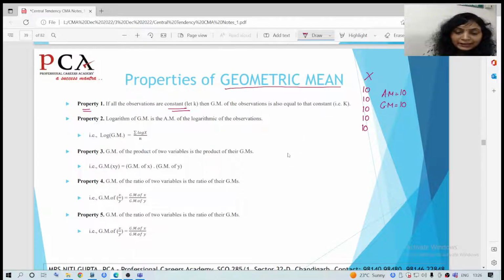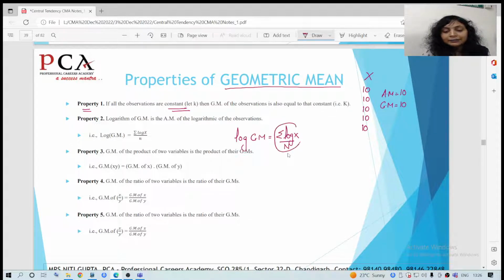Second property is that log of geometric mean is the simple and weighted arithmetic mean of log of items. So when I formulated the formula, I told you that log of geometric mean is summation log x upon n. So this is called the arithmetic mean of log of items. So log of geometric mean is the simple arithmetic mean of log of items.